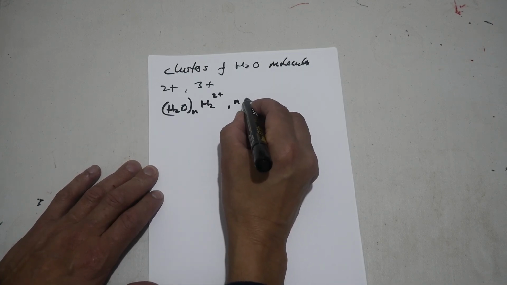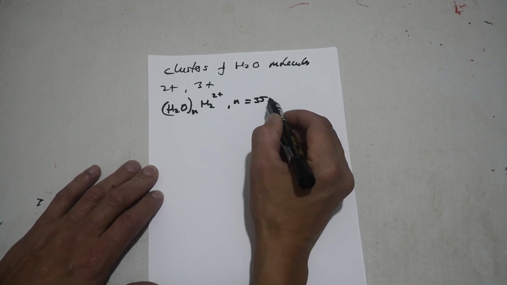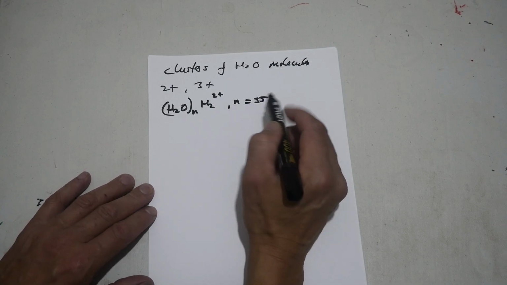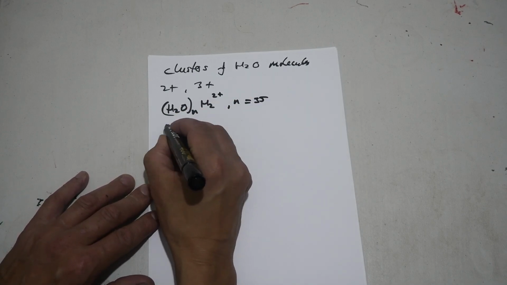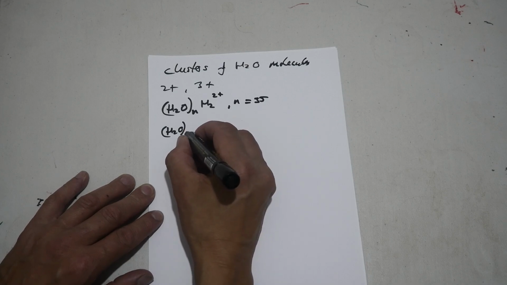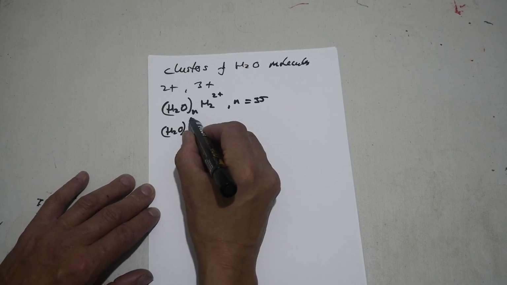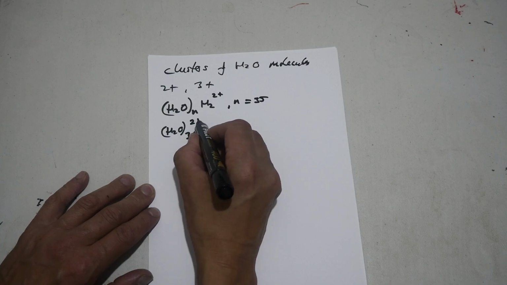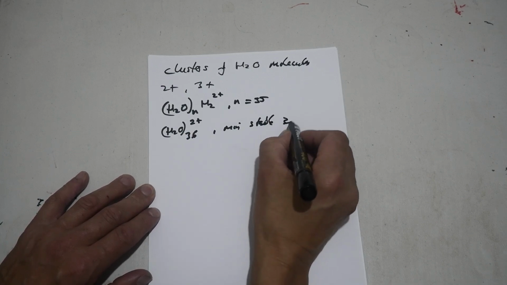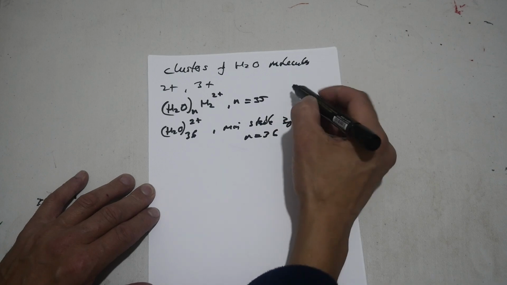When n is a minimum of 35, it's the stable size, or a minimum of 36. That's the minimum stable size.